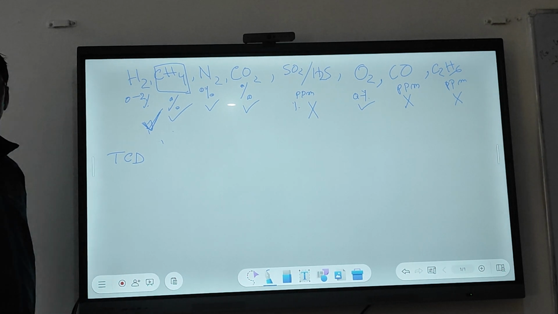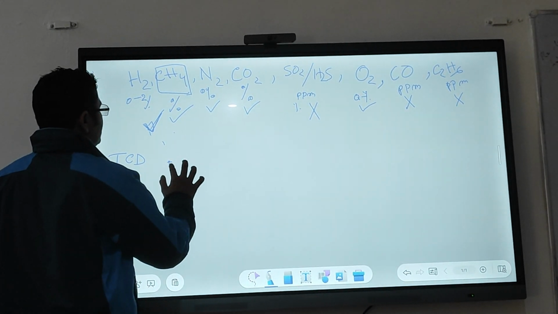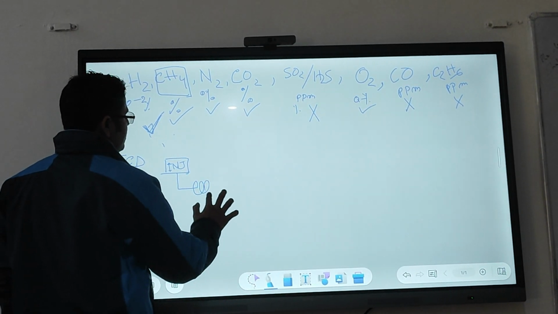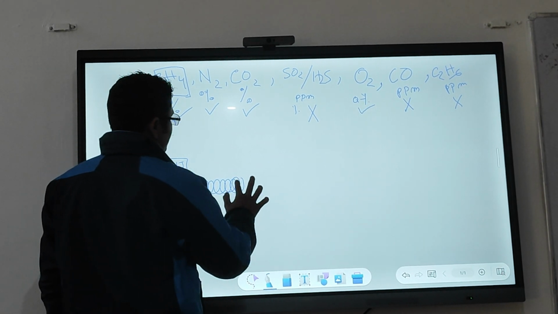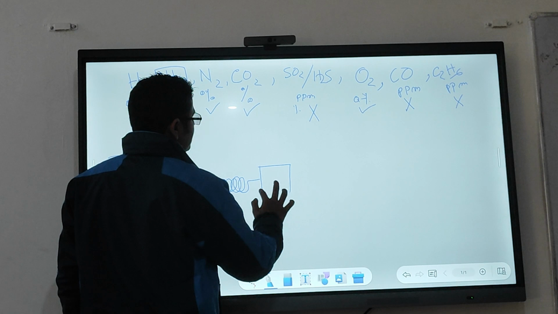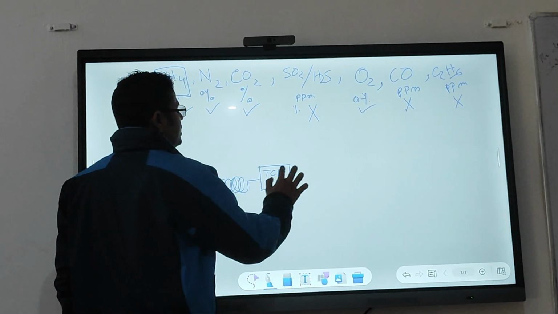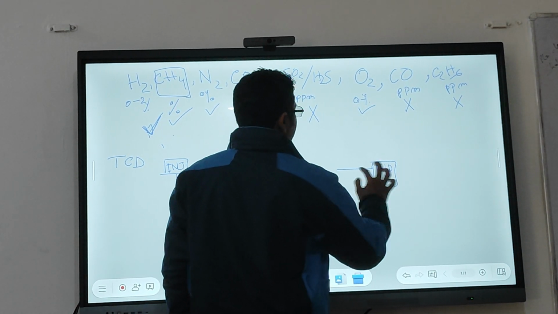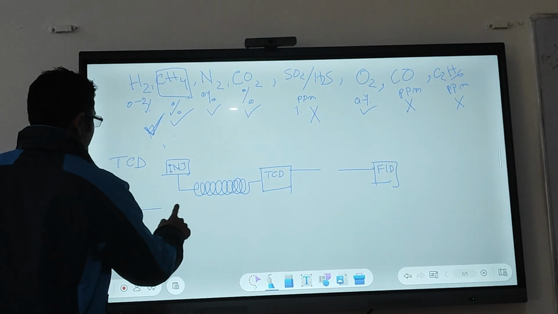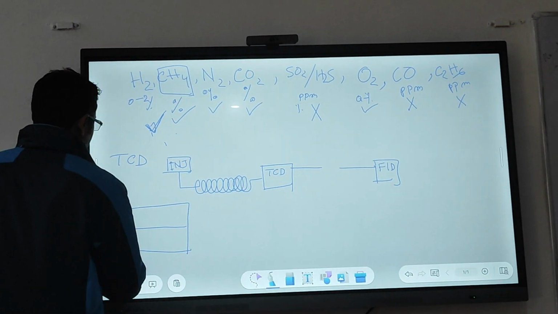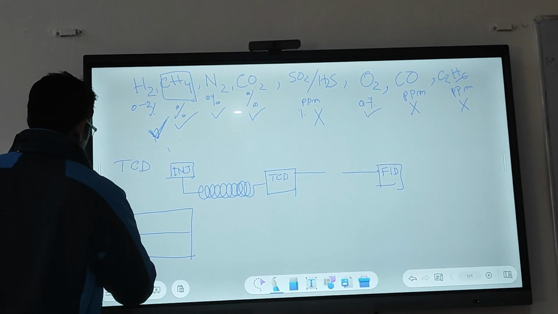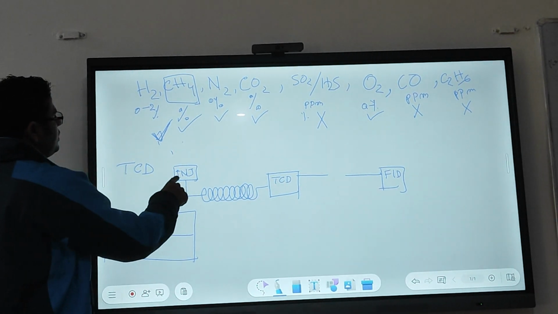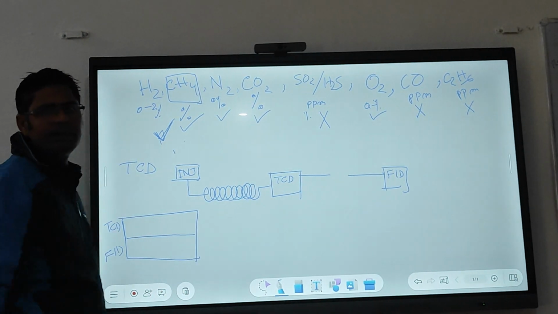So our GC configuration will be like this. Our injector, then the column that will be separated to this column, then TCD, then FID. So in our computer there will be two channels, one TCD, second one FID, and if you inject this mixture, what happens? Your first component will be hydrogen.